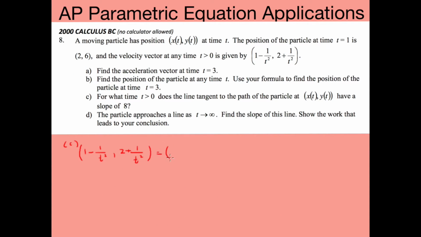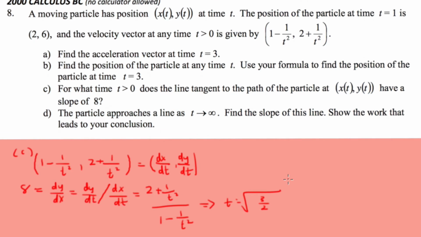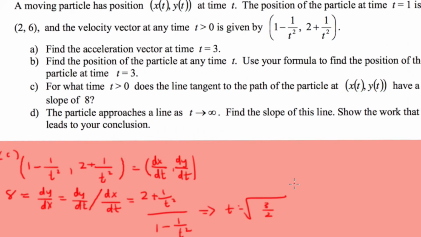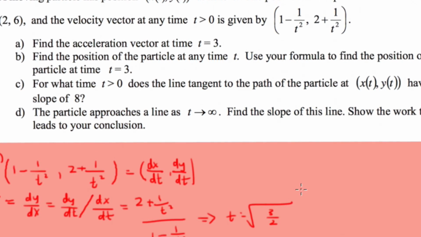When it says the velocity vector at any time t greater than 0 is given by 1 minus 1 over t squared, comma 2 plus 1 over t squared, we're actually getting dx over dt, comma dy over dt. So since 8 is equal to dy over dx, we just input the equation dy over dt over dx over dt, and then we end up getting t is equal to square root of 3 by 2.